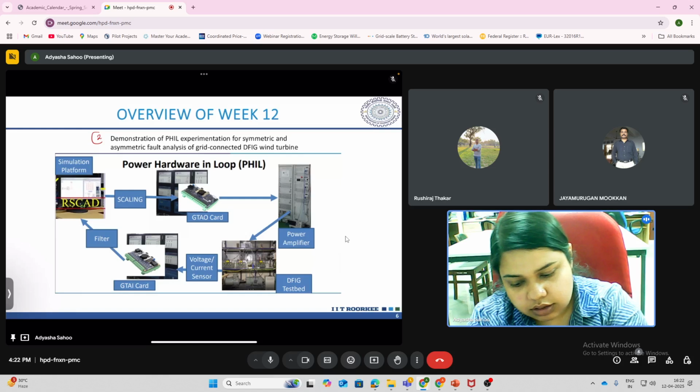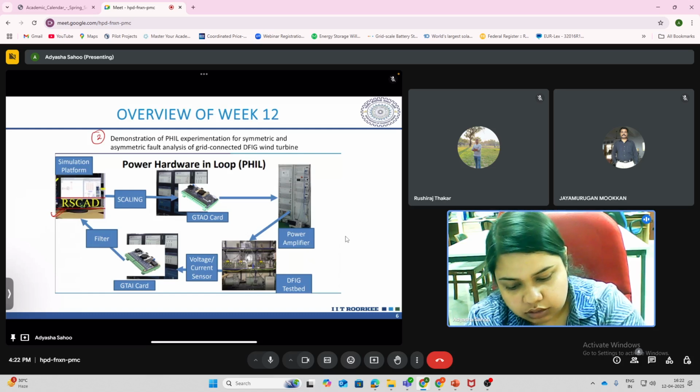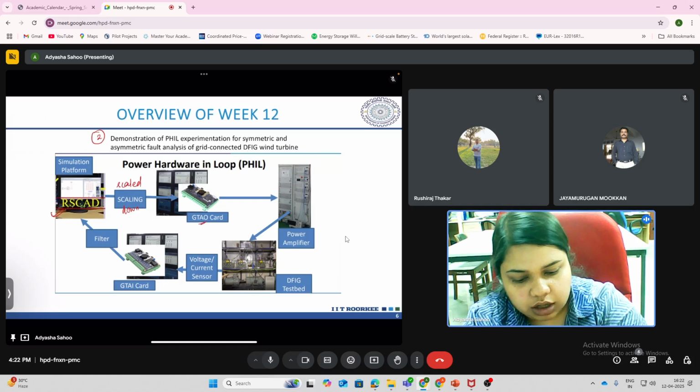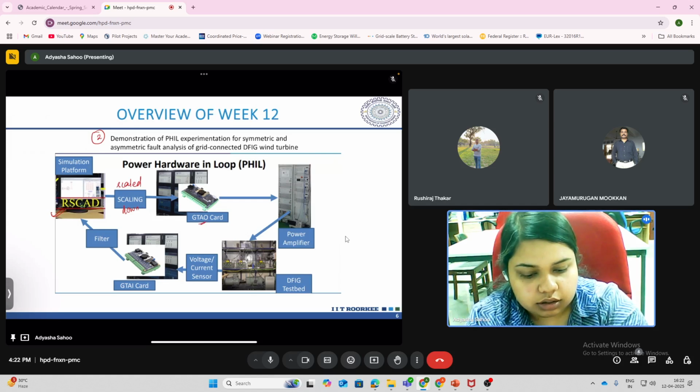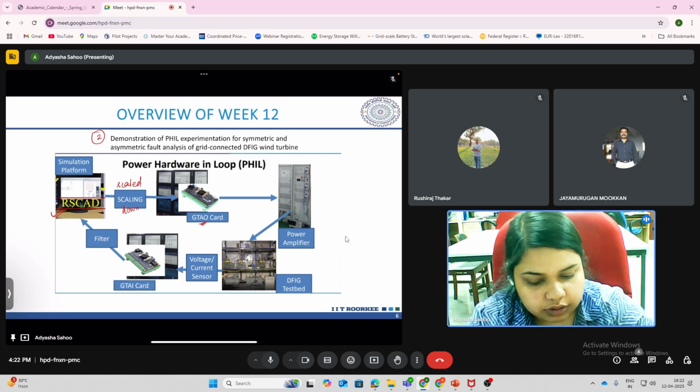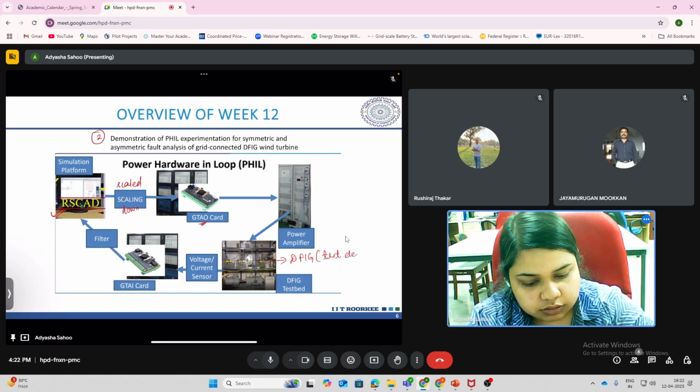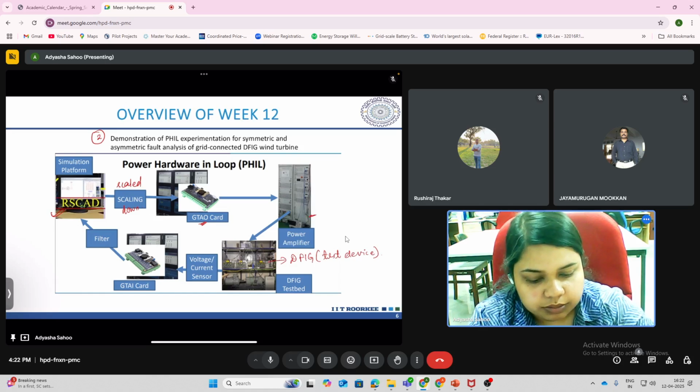So this is the simulation platform, that is the RSCAD, and the voltage that you are getting is scaled down and given to the GTAO card, and then this GTAO card communicates with the power amplifier. Then the output of this power amplifier is given to the DFIG, which is your test device here. Because the voltage level that you get from the GTAO card is very low, and that cannot drive this DFIG machine, hence you require a power amplifier in between them.